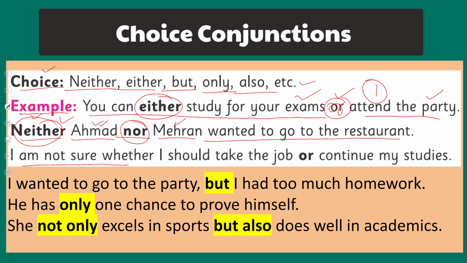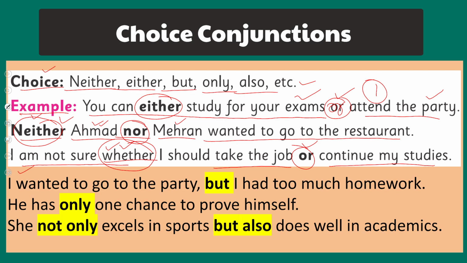I'm not sure whether I should take the job or continue my studies. Again, this is showing us choice, whether or. They are also correlative conjunctions working together to show us a choice. Whether or. I'm not sure whether I should take the job or continue my studies. So we know that only one thing is possible, a person can take the job or continue the studies. So that's how we use whether or.